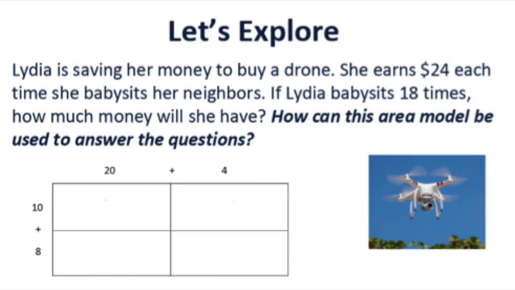All right. Problem number 1. Lydia is saving her money to buy a drone. She earns $24 each time she babysits her neighbors. If Lydia babysits 18 times, how much money will she have? How can this area model be used to answer the question? All right, so she babysits 18 times, and each time she gets $24. So I'm going to be using area model to figure this out. First area model and then standard algorithm.